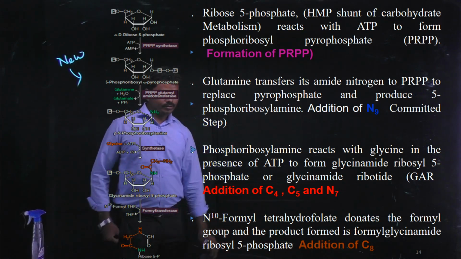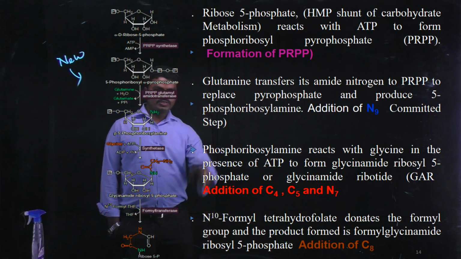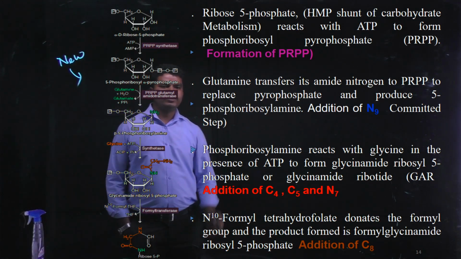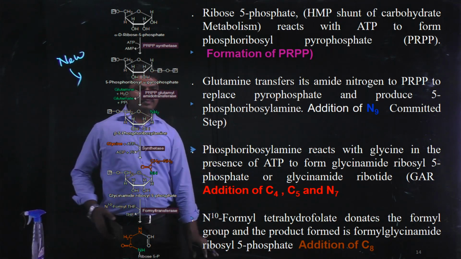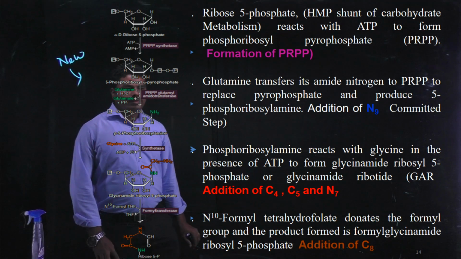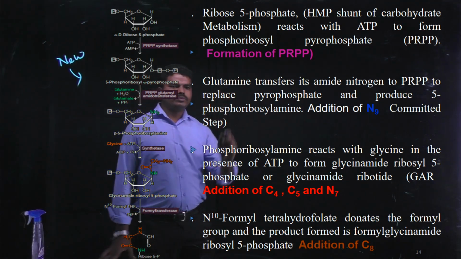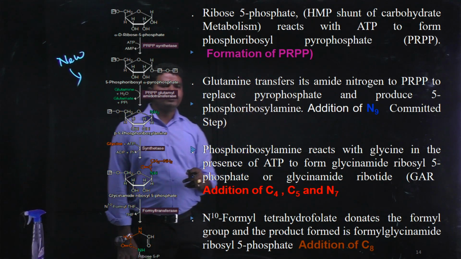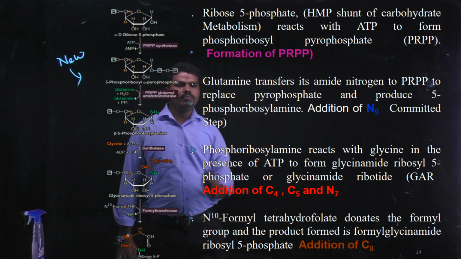So here we can see the series of steps involved in the purine synthesis. And in the first step, ribose 5-phosphate. So it is obtained from the HMP shunt of carbohydrate metabolism. So this ribose 5-phosphate reacts with the ATP to form phosphoribosyl pyrophosphate.